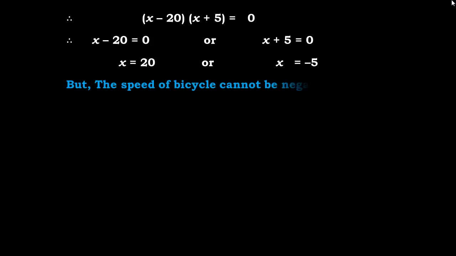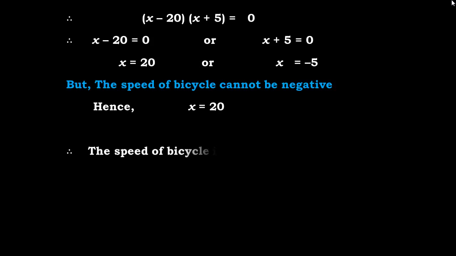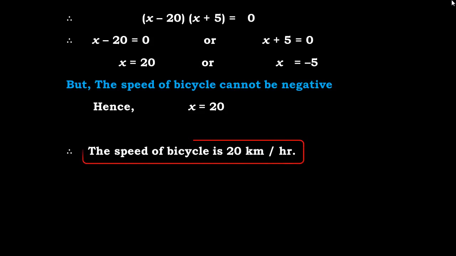But see, the speed of the bicycle cannot be negative. Therefore x is equal to 20. And the answer is the speed of the bicycle is equal to 20 km per hour. See student, we have to calculate time. So we can use the formula time is equal to distance upon speed.